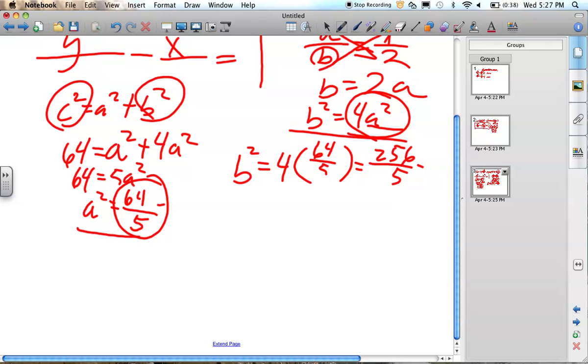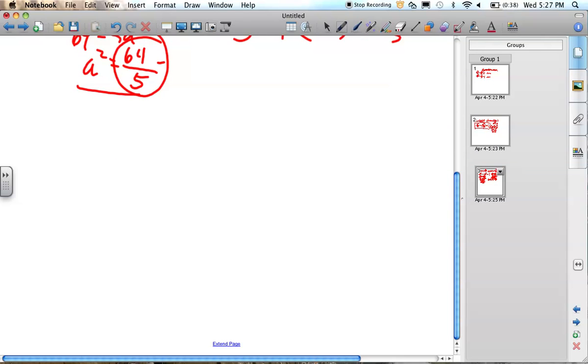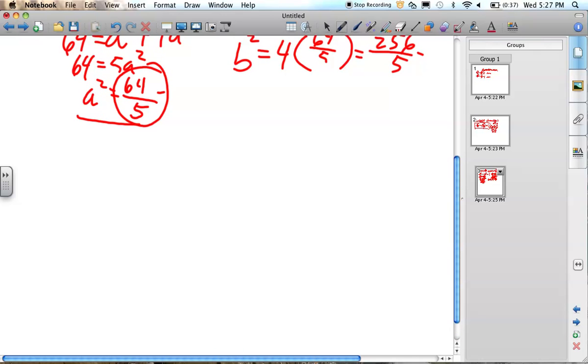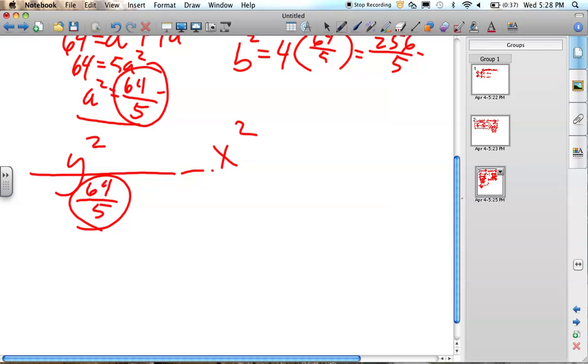So this is vertical. So my a squared goes under the y squared. I've got y squared over 64 over 5. This is not good. You should remember how to take care of this. On the bottom, you just flip them. Let's go ahead and write everything out. Minus x squared over 256 over 5 equals 1.